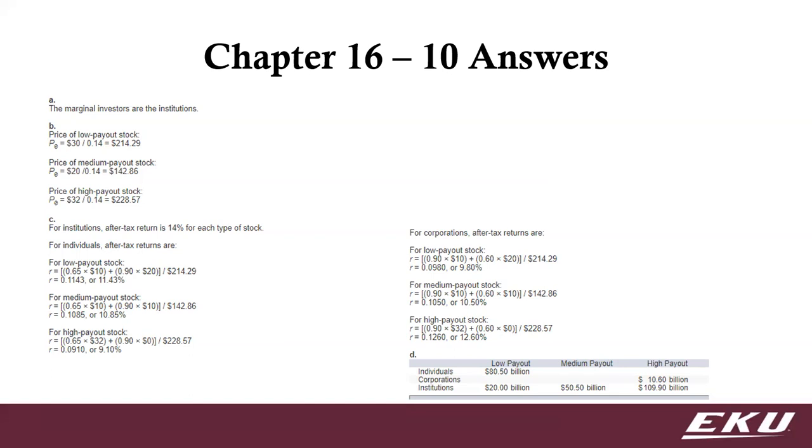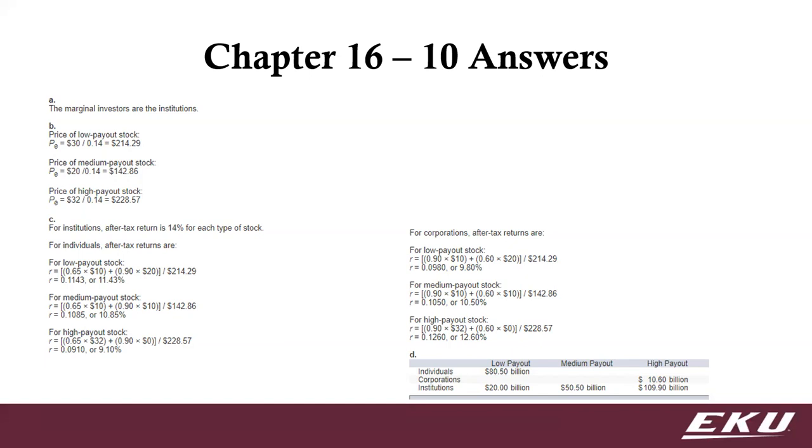For individuals, what does it look like? Well, it's different because we're paying taxes, right, on those. The amount of taxes that we're paying, though, will differ based upon whether it's capital gains or dividends. You see C breaks it out for individuals and corporations. Again, institutions don't pay taxes, so their after-tax return is still the 14%. But yeah, for individuals and corporations, and then D, how's that money split?